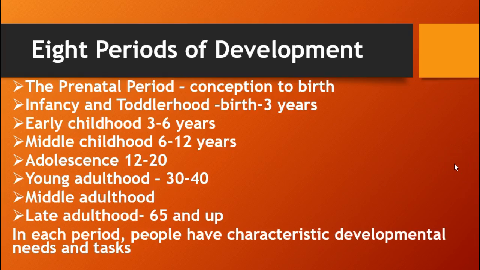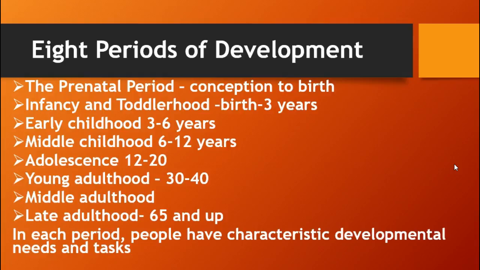All right. We will talk about the 8 periods of development. The prenatal period, which is from conception to birth, and we'll talk about the changes that take place. Then we'll talk about infancy and toddlerhood, birth to 3 years, and there are different developmental growth changes during that time. The early childhood period, 3 to 6 years of age.